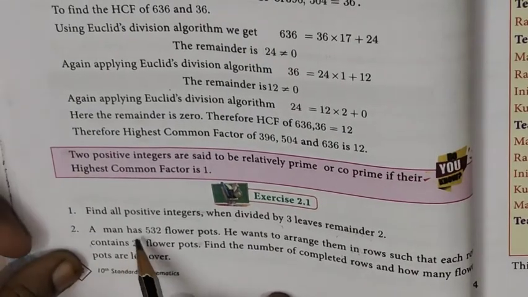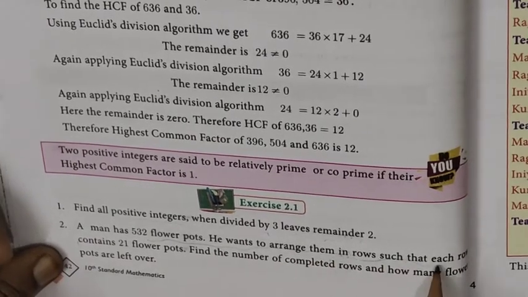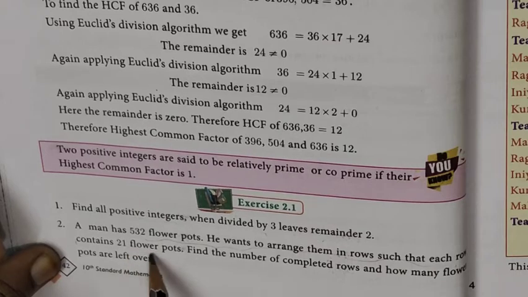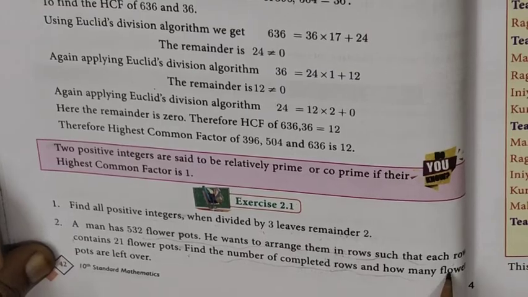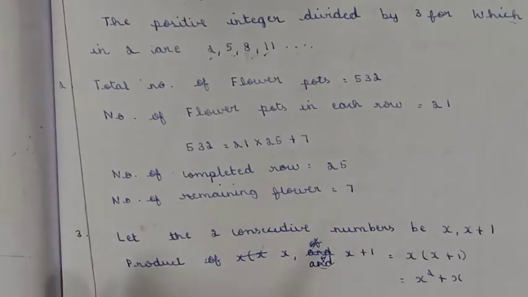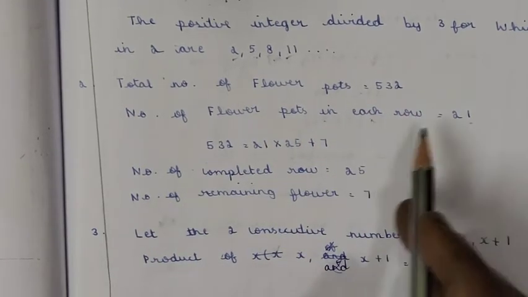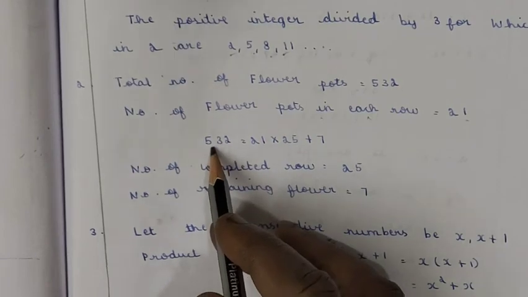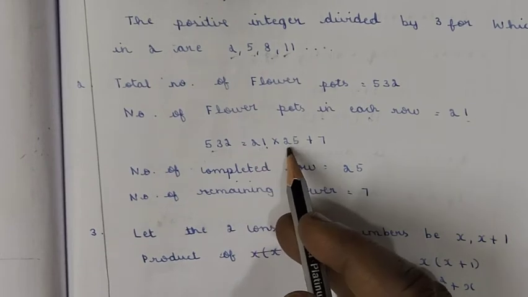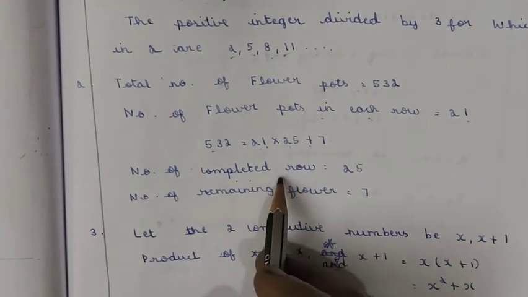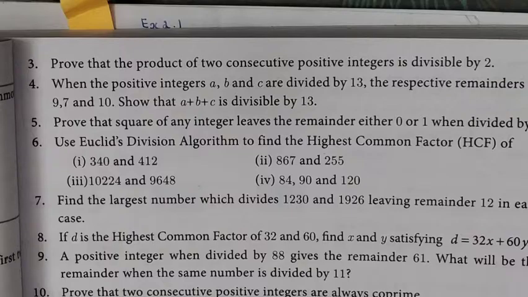Second sum. A man has 532 flower pots. He wants to arrange them in rows such that each row contains 21 flower pots. Find the number of completed rows and how many flower pots are left over. Now total number of flower pots is 532. Number of flower pots in each row is 21. So here 532 is the dividend and 21 is the divisor. So 21 into 25 plus remainder 7. So number of completed rows is 25 and number of remaining flower pots is 7.